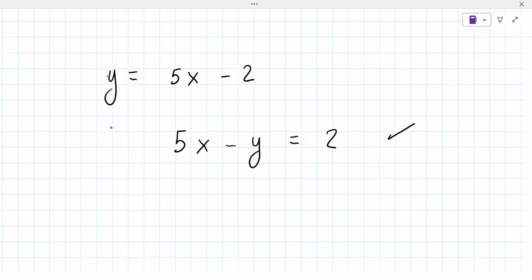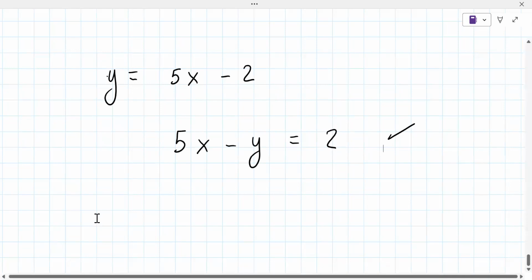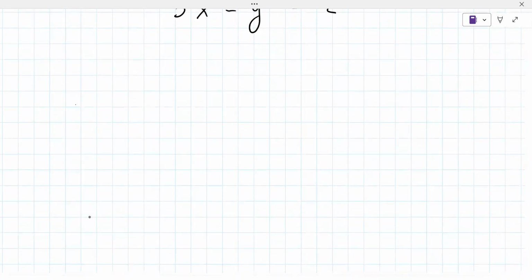Okay, now we're gonna do some fractions. Fractions are always the toughest here. So let me give you one here. Y equals negative 3/4 x plus 1.